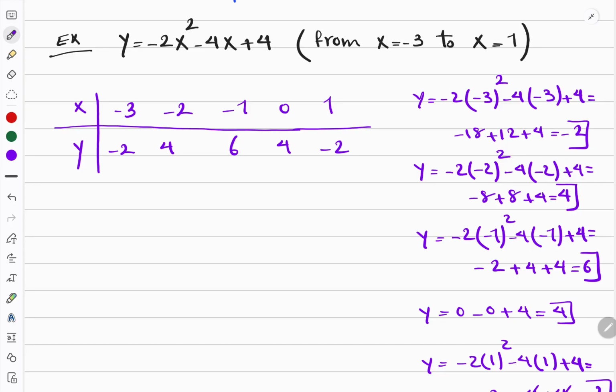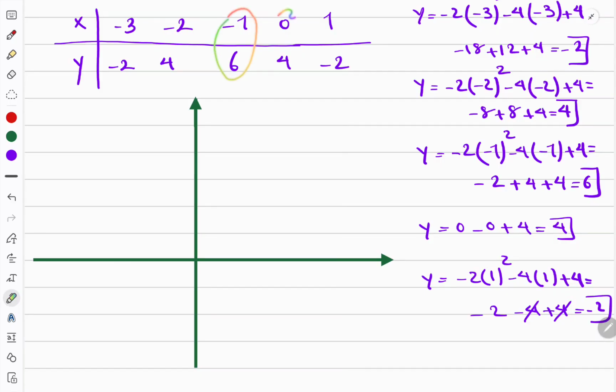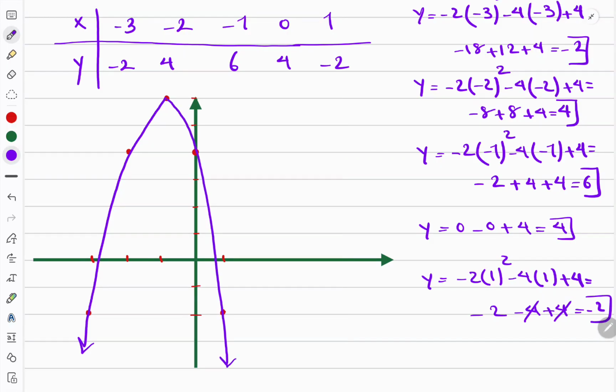Okay, and then I'm going to plot all of these points on x and y axis. 0 and 4 starts from this. 0 and 4. 1, 2, 3, 4. 1 and negative 2. -1 and 6, -2 and 4, -3 and -2. Okay.